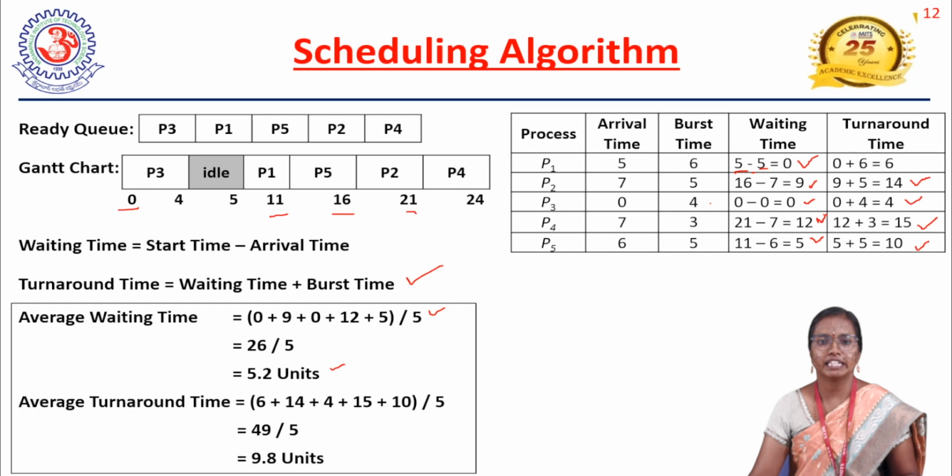Next, we calculate the average turnaround time by summing up the turnaround times of all the processes and dividing by the number of processes. The turnaround time for P1 is 6, P2 is 14, P3 is 4, P4 is 15, P5 is 10. Sum them all up and divide by 5, and we will get 9.8 unit time.